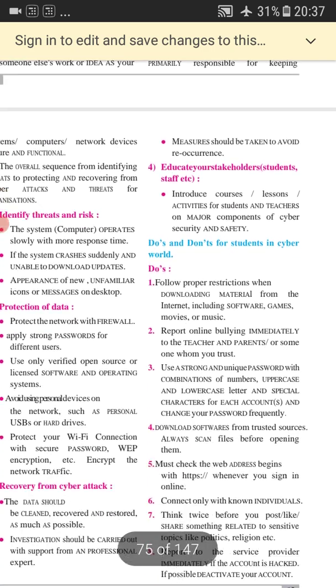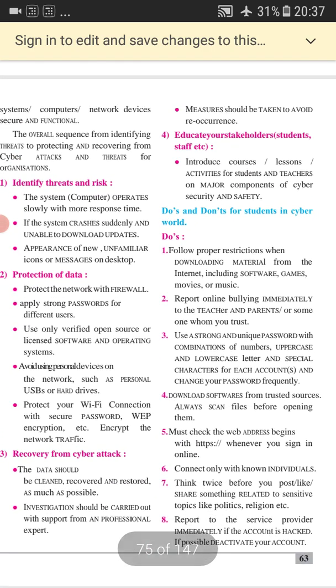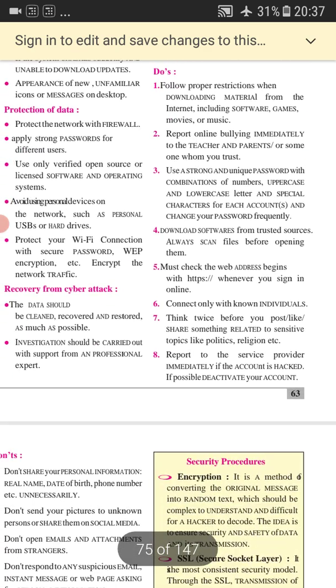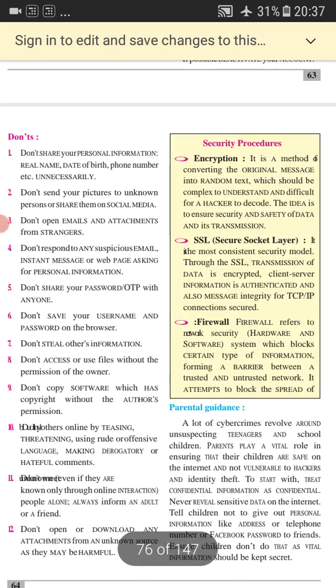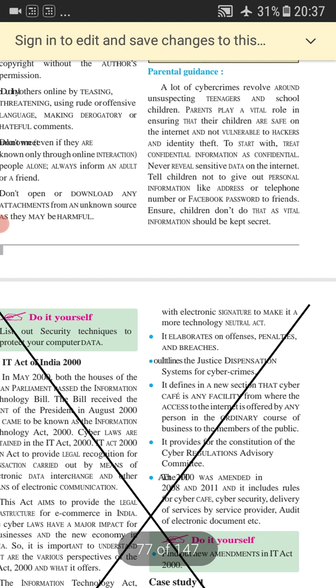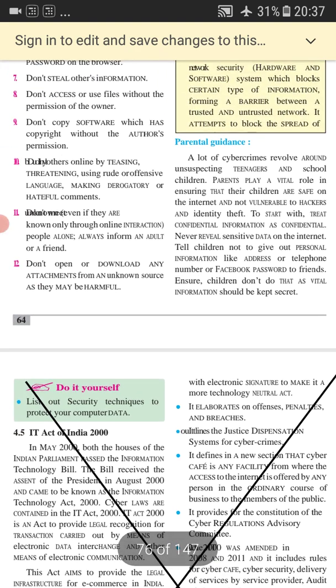After that, we have studied the do's and don'ts for students, so you can follow all these guidelines. With this, students, we have finished chapter number 4, cyber law, and we have also finished the IT section. So that's all for today.